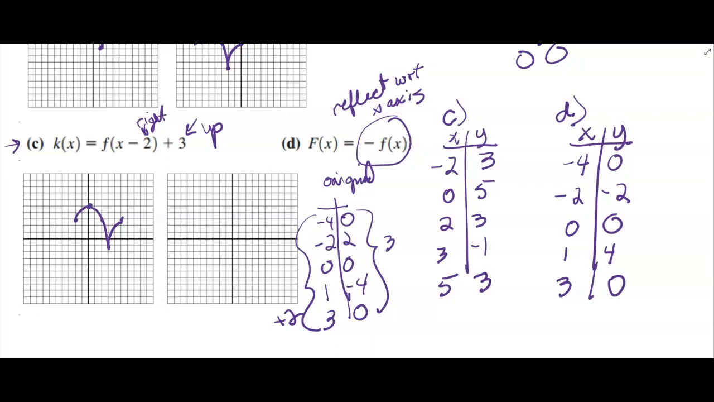Negative 4, 1, 2, 3, 4, 0. Negative 2, negative 2, 0, 0. We talked about it in class, and I think I talked about it in a video, that the points on the x-axis, the x-intercepts, those aren't going to change when you reflect it. So it might shift later, but okay, 1, 4, 1, 2, 3, 4, and then 3, 0. 2, 1, 2, 3, 0.